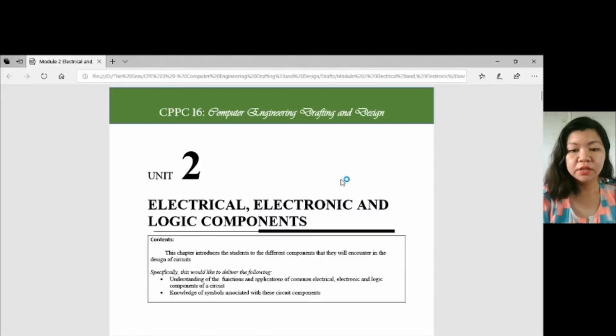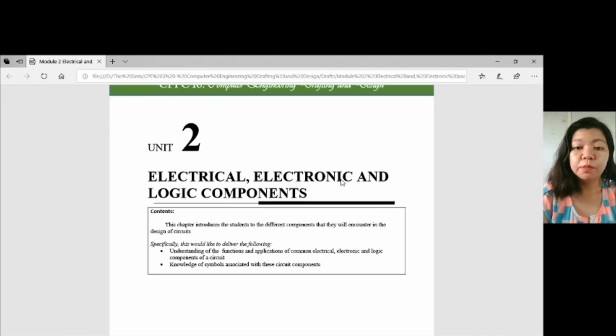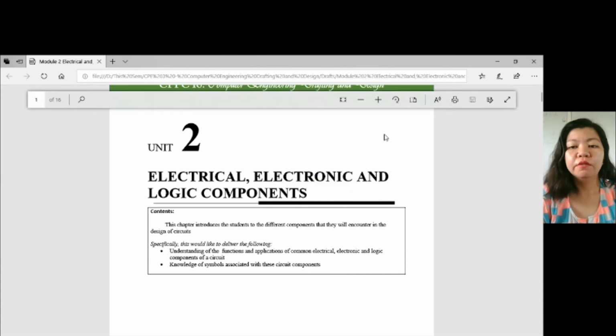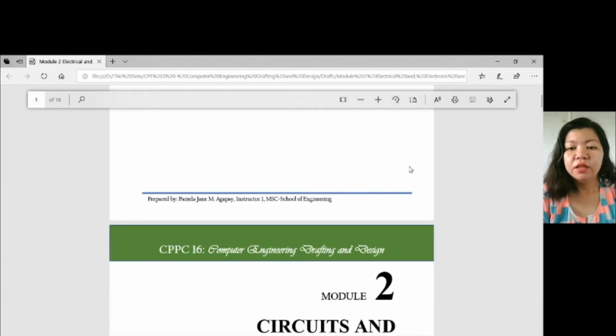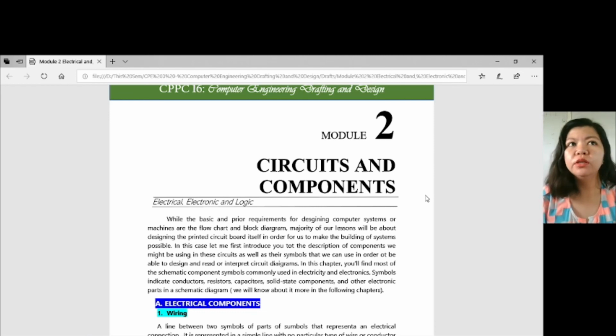So our next lesson would be about a preparation for our schematic diagramming later. What I'm going to do is introduce to you some electrical, electronic, and logic components that we might be using when we will be designing something for our circuit. I will just include some of the mostly used symbols that we might encounter.